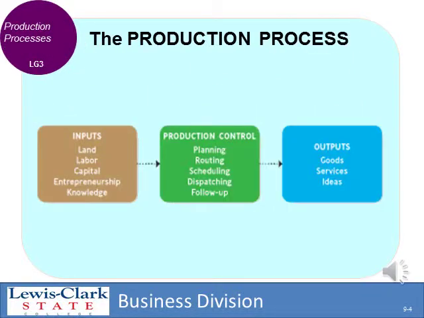The production process, as you can see in this slide, takes inputs, changes them, and produces outputs. Now notice that the outputs could be goods, but they can also be services, and production and operations management does include services as well. But the inputs are things like land, labor, and capital. The production control is the planning and scheduling process, and of course the outputs are the products that the company or organization is distributing and selling.